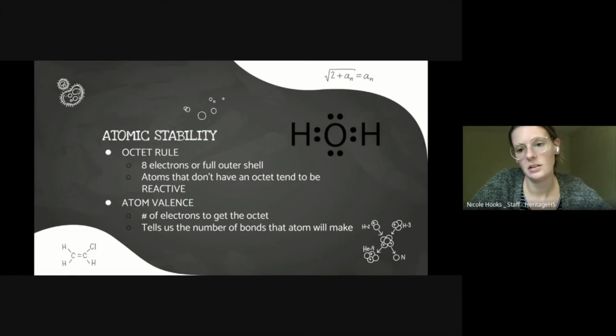Hydrogen, on the other hand, only has 1 electron. So it's trying to fill that shell, and that first shell only has 2. So when it's bonded with oxygen here on both sides, both of these hydrogens are satisfied because they only need 2 in their shell to be stable.